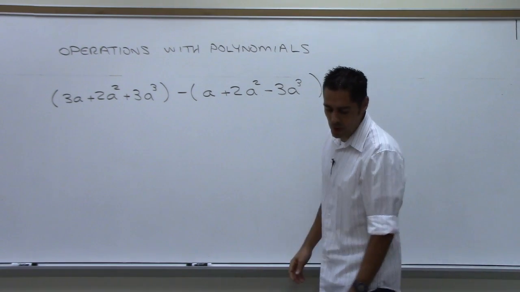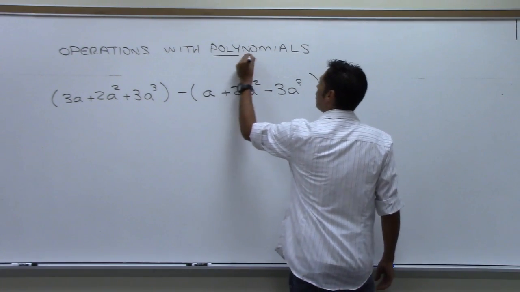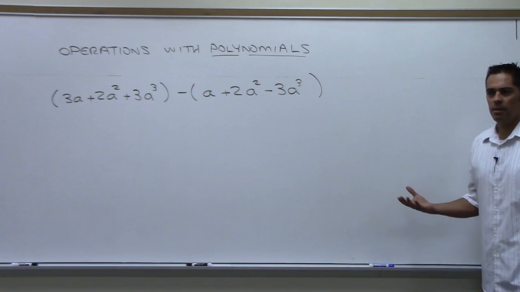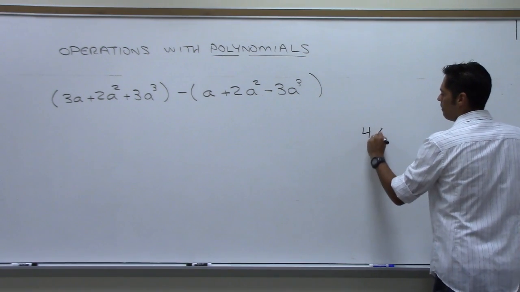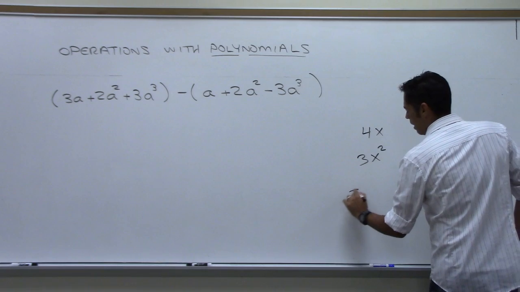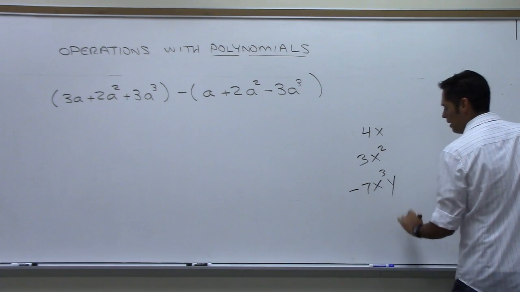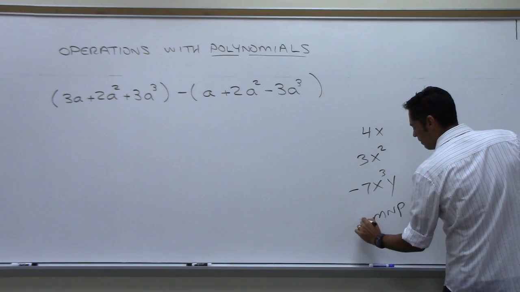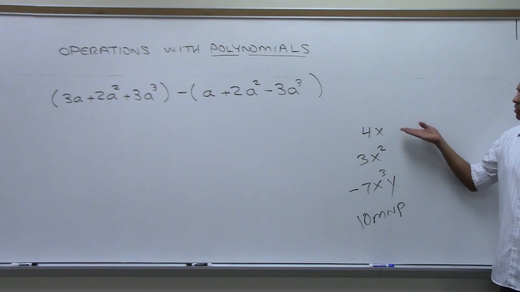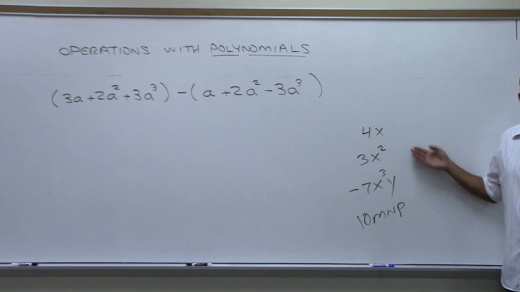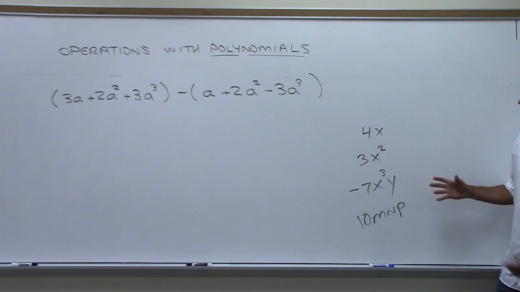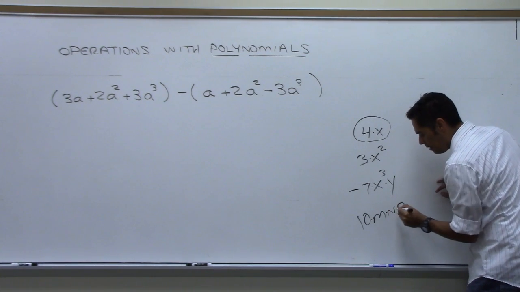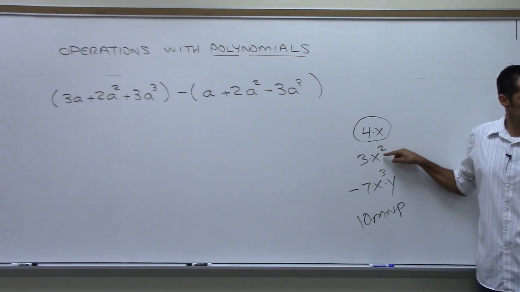All right, so operations with polynomials. We should probably talk about what a polynomial is. Poly meaning many. A nomial is a term. A term is anything that looks like this: 4x, 3x squared, negative 7x to the third y, MNP, and I'll throw a number so you don't freak out, 10 in front of it. These are all monomials, single terms: numbers and letters separated with multiplications. Even the exponent is multiplication, repeated multiplication.